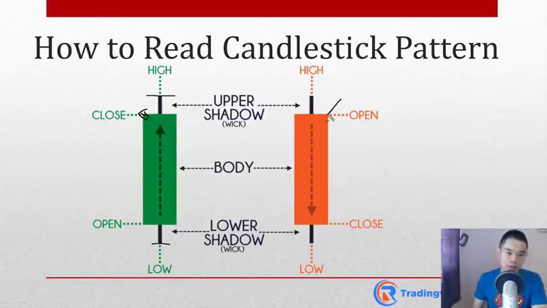The open now is at this point over here. The close is at the bottom. This is the low of the session, and this is the high of the session. So one thing to bear in mind is that here the open is at the bottom, the close is above. This is why it is what we call a higher close. That's why it's green. It's bullish.